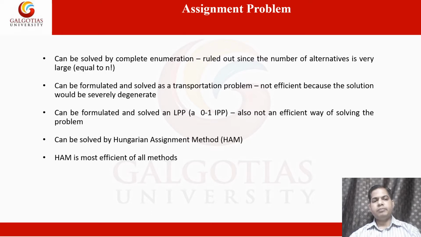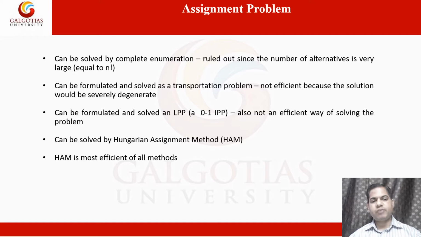So the assignment problem can initially be solved by complete enumeration, which is ruled out now, because the number of alternatives is very large. We have to do many iterations. We have to find out that okay, this can be the optimum solution, or this can be the assignment, or this can be the assignment. There are different types of assignments, so we cannot say this is the best method. That means this method is not used now.